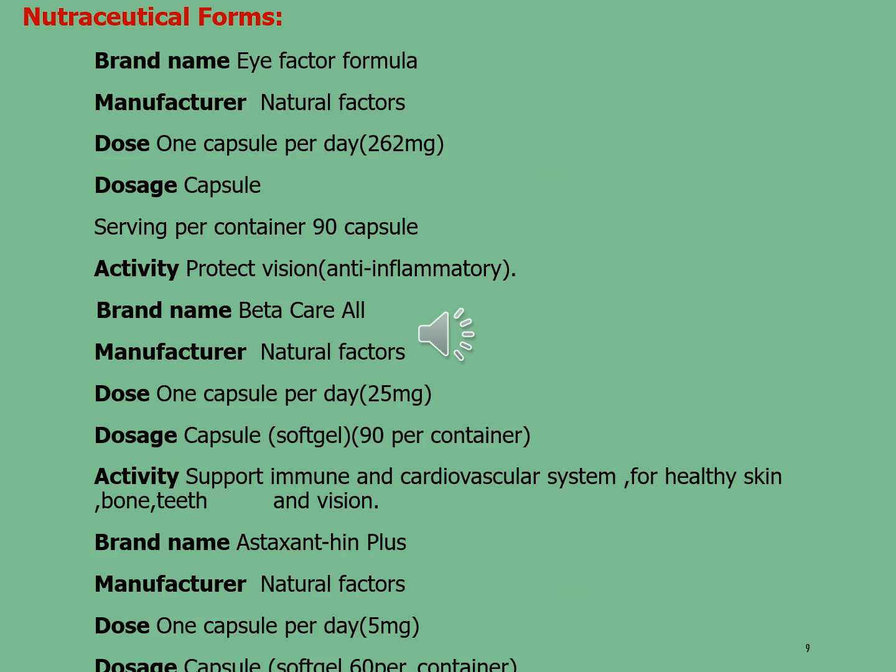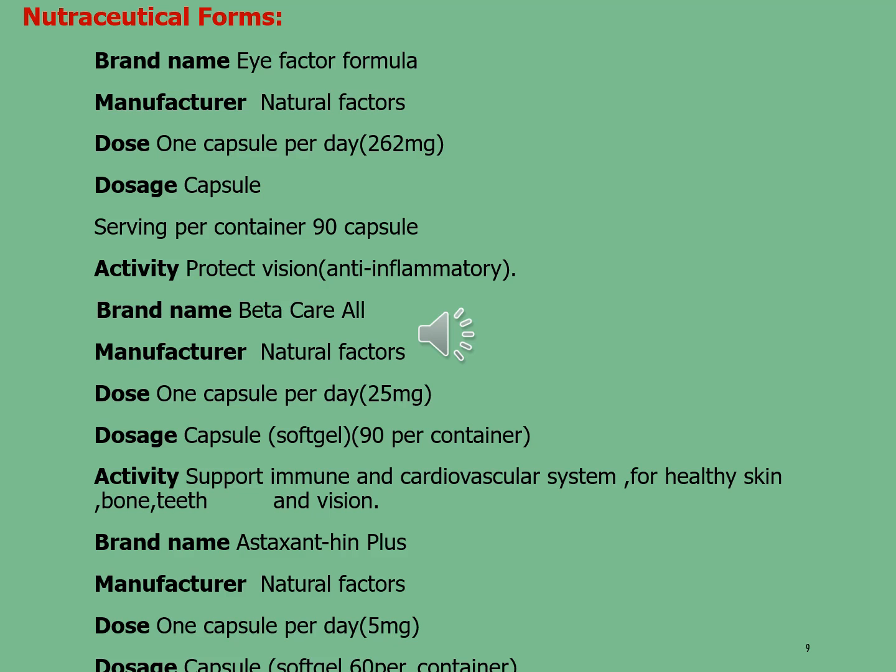Now we discuss some important pharmaceutical brands in which carotenoids are used as food supplements. The first brand is I Factor Formula, manufactured by Natural Factors, and we take its dose 262 mg per day. It is formulated in capsule dosage form, serving per container 90 capsules. The activity of this brand is protective agent as an anti-inflammatory.